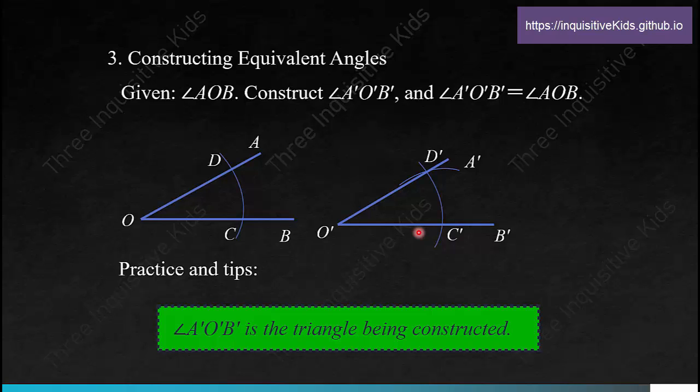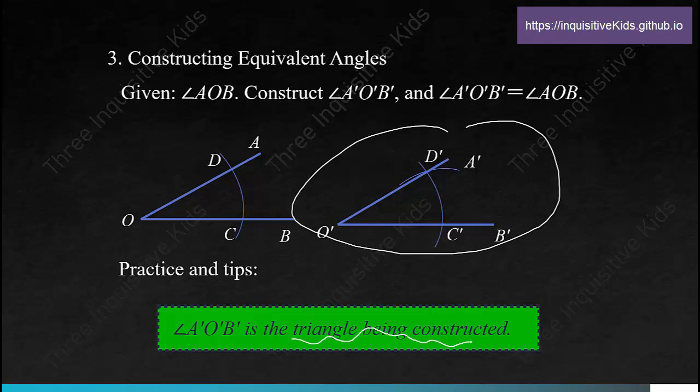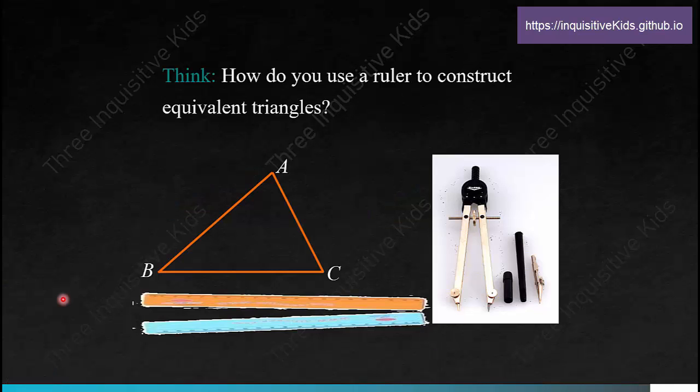So this is the thing to remember. Angle A prime, O prime, B prime. So this angle over here is a triangle being constructed. Think, how do you use a ruler to construct equivalent triangles? So I want you to think about that for a moment. Even if this is what we're going to learn in this lesson, I still want you to try to think in your little brain, how can you use a ruler to construct equivalent triangles?